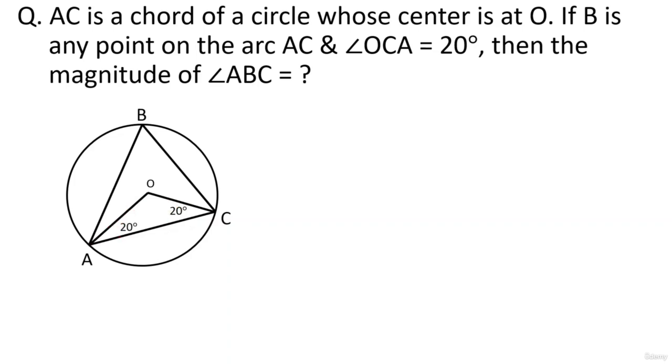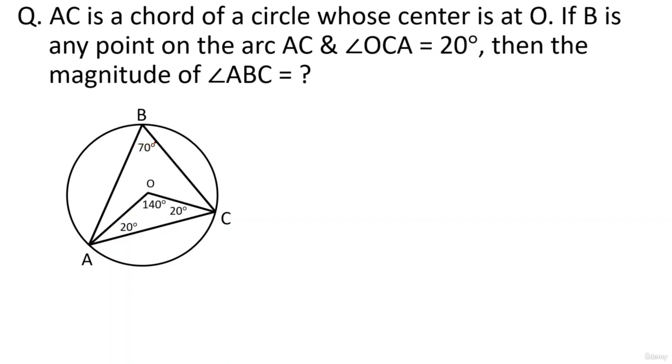Base angles of an isosceles triangle are equal, right? Now in triangle OAC, 20 are the base angles. So how much will the vertex be? 180 minus 20 plus 20, which is 140. And now by the inscribed angle theorem, how much will ABC be? Half of 140, which is 70 degrees.